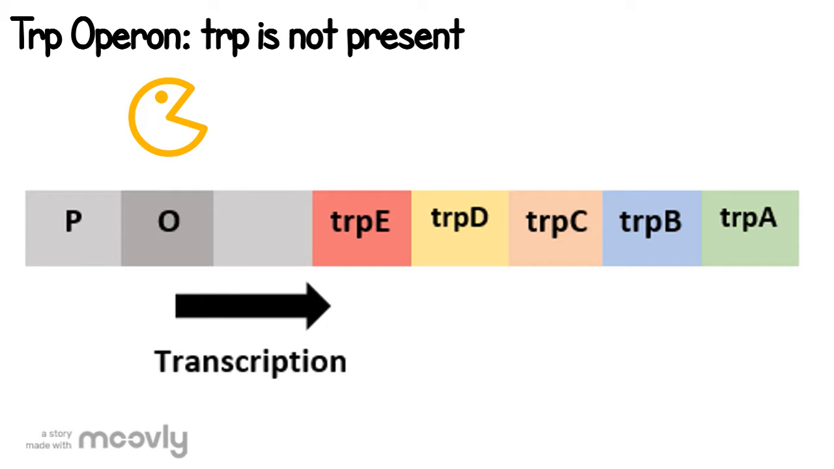When tryptophan is low or not present in the cell, the trp repressor is inactive because no tryptophan is available to bind to it and activate it. Also, the repressor does not attach to the DNA because it's inactive, so RNA polymerase transcribes the genes and makes mRNA that will code for tryptophan.